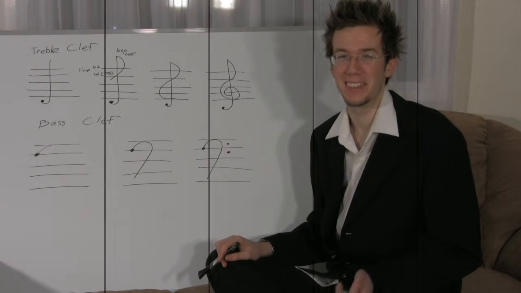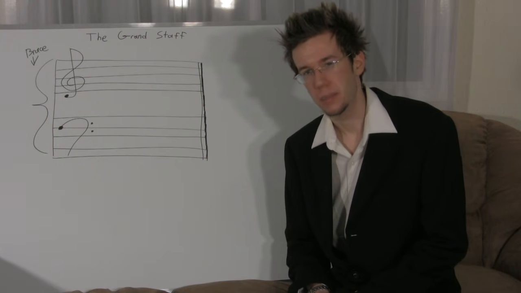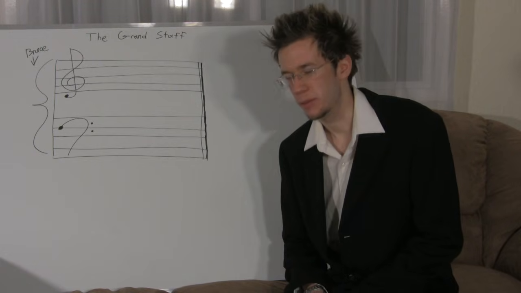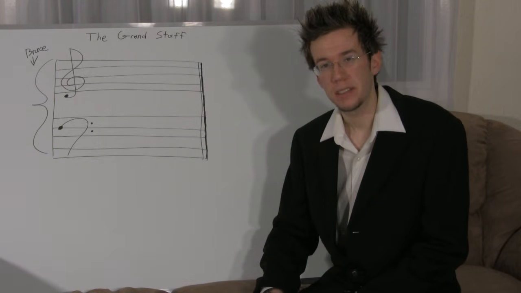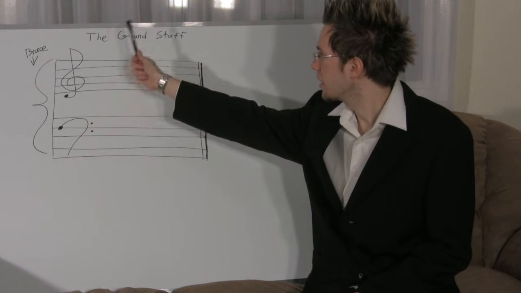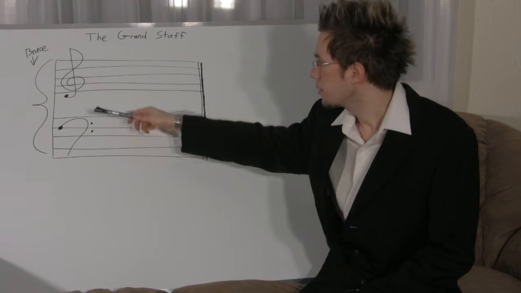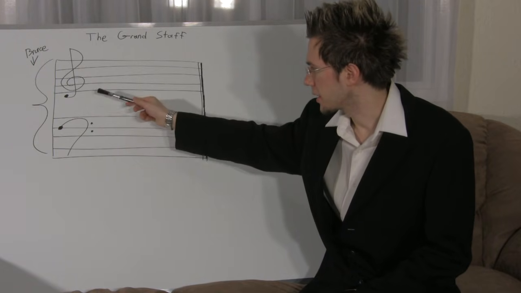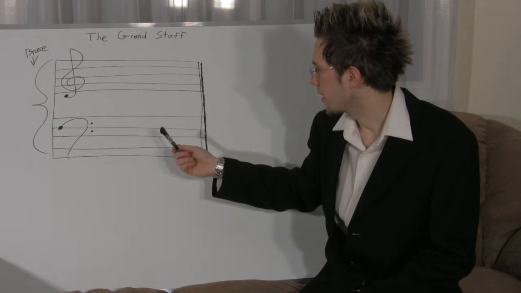Okay, let's move along. Now, finally putting it all together. In piano music, you'll see this a lot, but in other instruments you probably won't, in vocal music or whatever. But I have to cover this. This is called the grand staff. Now, what it is is a combination of a treble clef and a bass clef put together, using one unified clef or staff together.